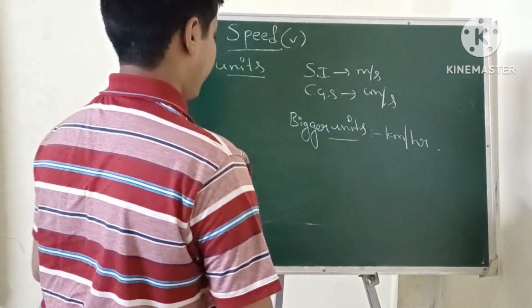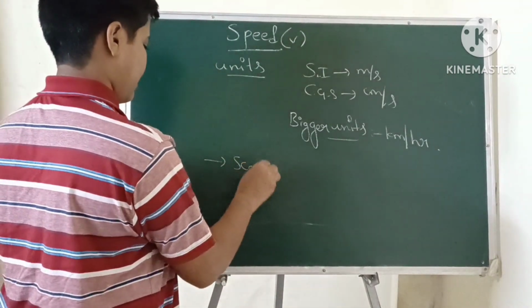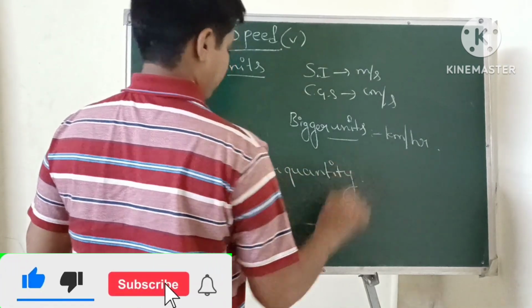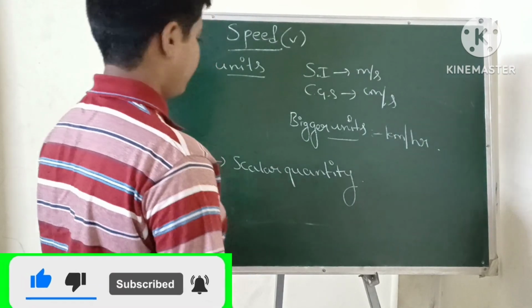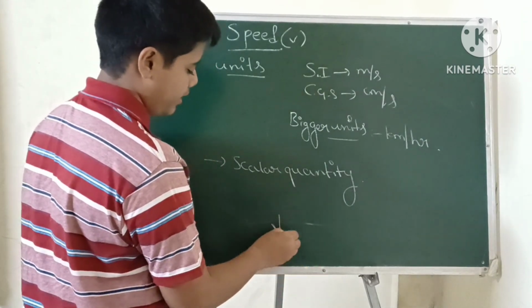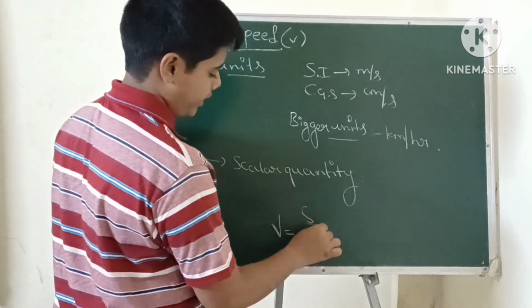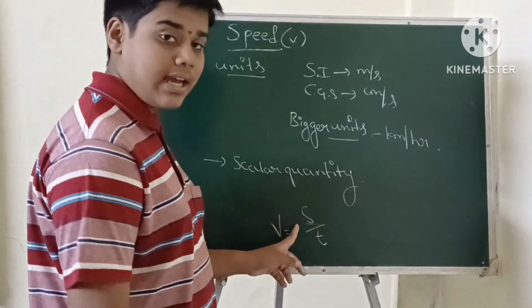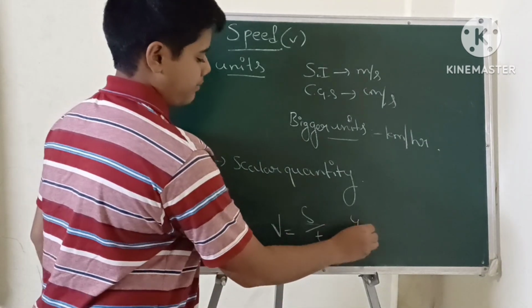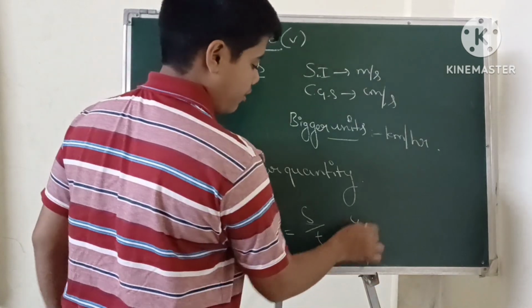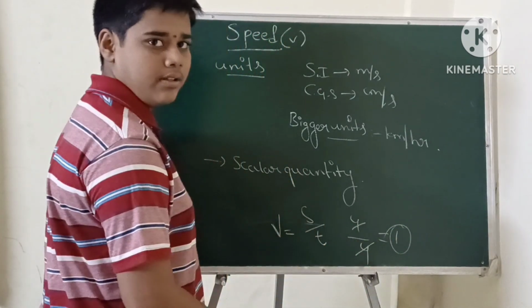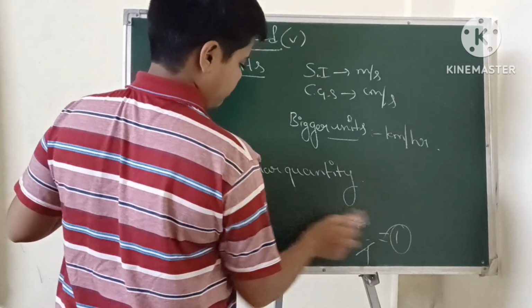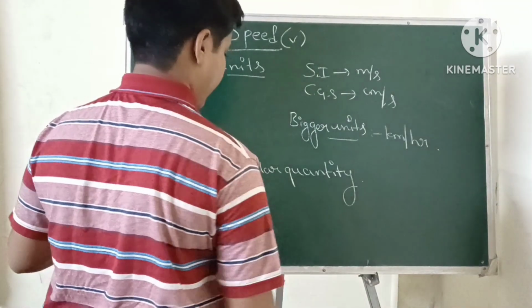And here is another important point. Speed is a scalar quantity, because we already learned the mathematical formula: speed is equal to distance by time. Distance is a scalar and time is also a scalar. So scalar by scalar is scalar only. Number by number, which means 4 by 4, I am taking. So 4 gets cancelled and number 1 will be there. So that is also a scalar, not a vector. Speed is a scalar quantity.